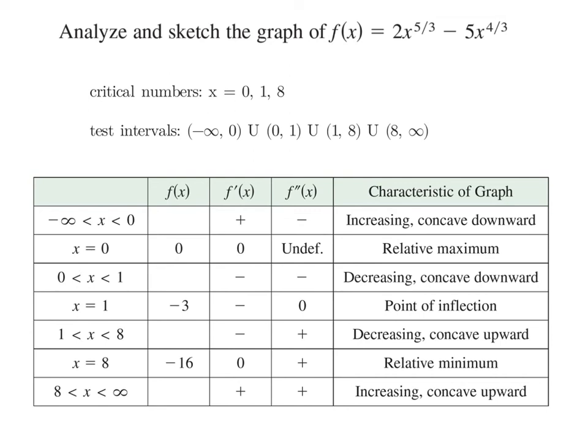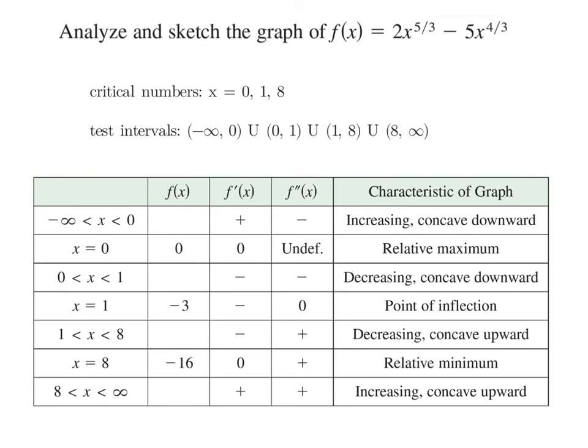And then at x equals 0, that's a relative max because the first derivative is 0 and the second is actually undefined. And then from 0 to 1, I get a negative first and second derivative, so that's decreasing concave down. And then at x equals 1, that's going to be a point of inflection where my first derivative is negative, but my second derivative is 0. And so that's likely going to continue to be decreasing because on the left and right hand side of 1, they're decreasing, but it goes from concave down to concave up.